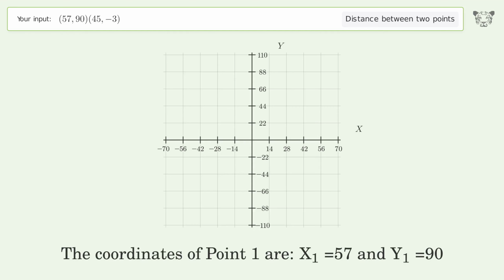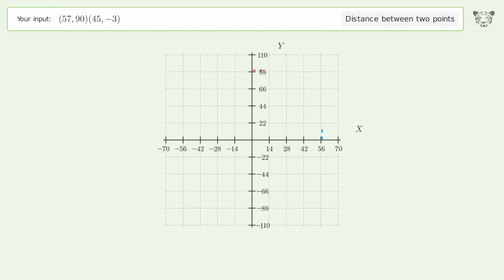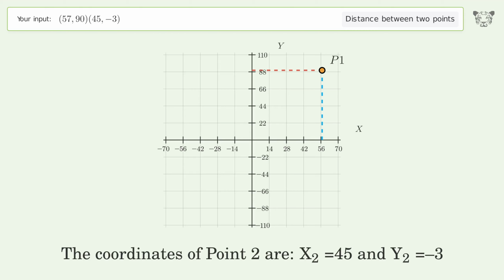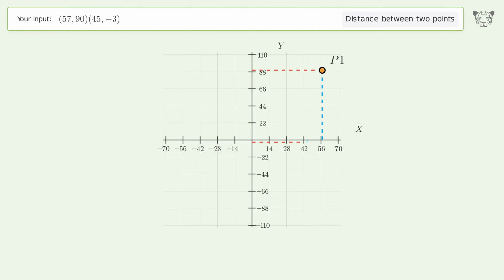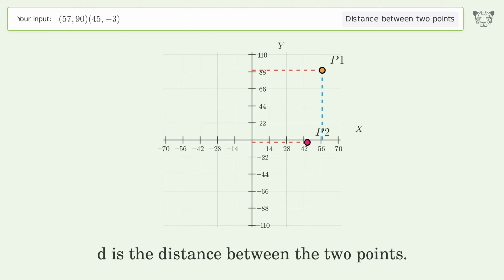The coordinates of point 1 are x1 equals 57 and y1 equals 90. The coordinates of point 2 are x2 equals 45 and y2 equals -3. D is the distance between the 2 points.